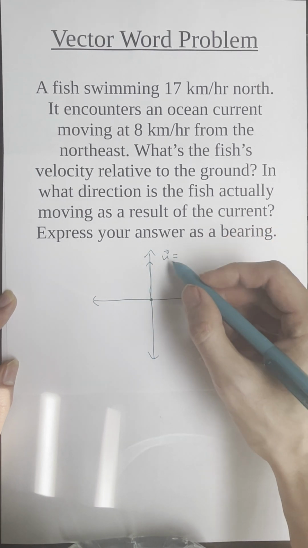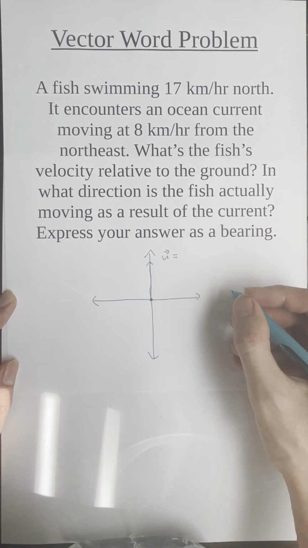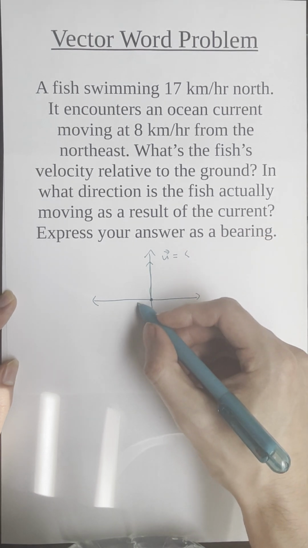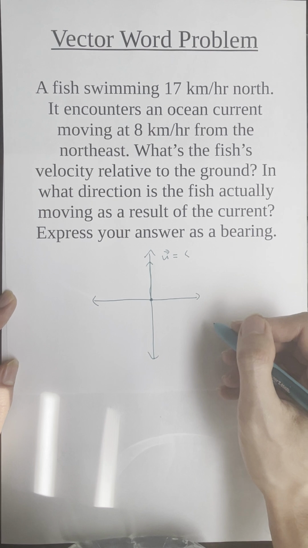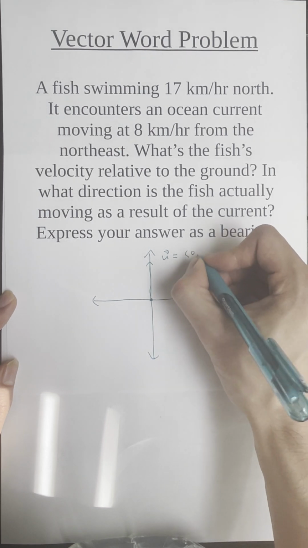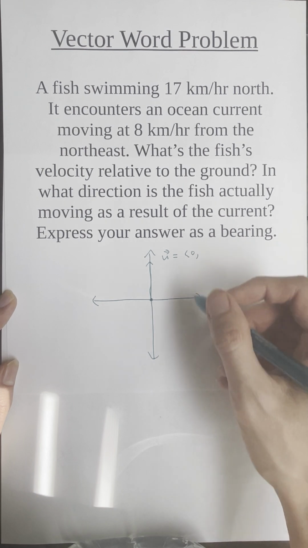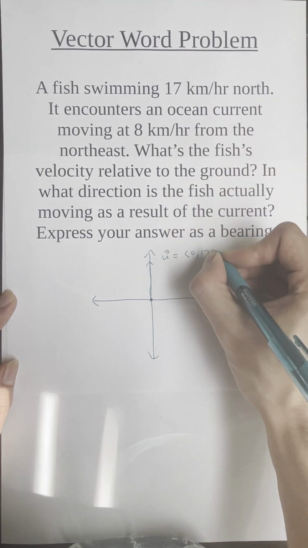What are the components of u going to be? Are we moving at all in the x direction? No, so 0. But we are moving in the y direction, and it's going to be 17.